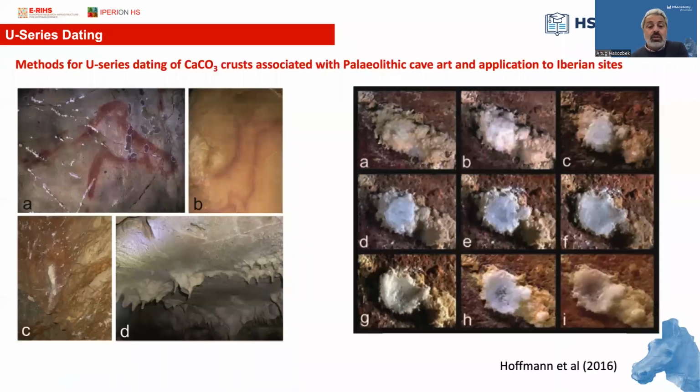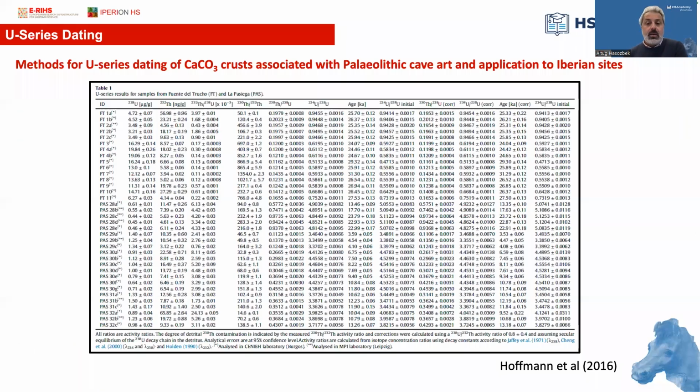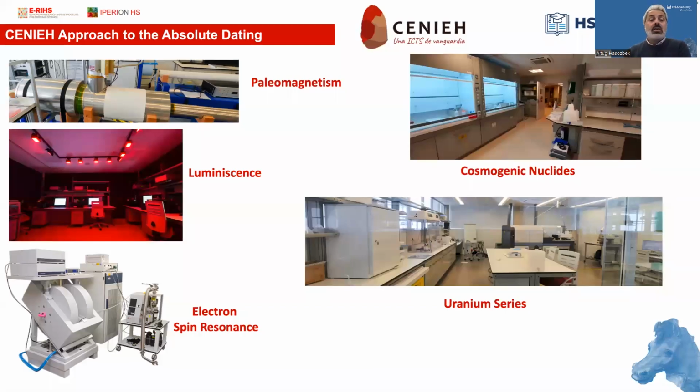And there are some other unique examples. This one is from Hoffmann et al., who applied this method to get uranium dating from the calcium carbonate crust associated with Paleolithic cave art, with application to Iberian sites. So basically what I cover here is the CENIEH approach to absolute dating: paleomagnetism, luminescence, ESR, uranium series, and cosmogenic nuclides. I didn't have enough time to cover the cosmogenic nuclides, but you can always access information from our website, and you can reach Dr. Toshi to get some information on these techniques as well.